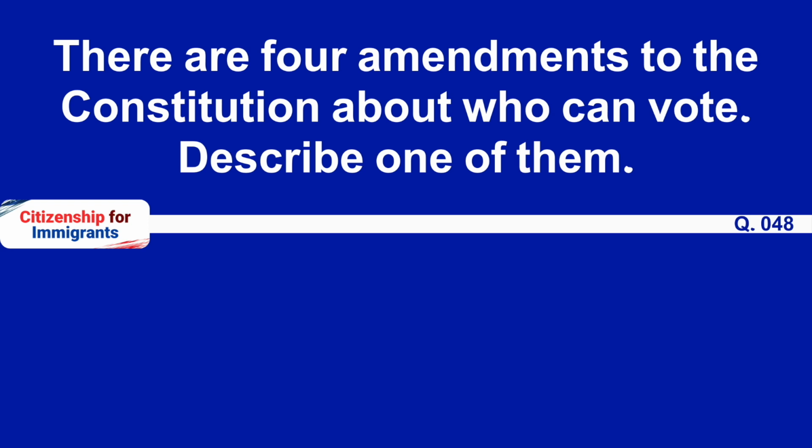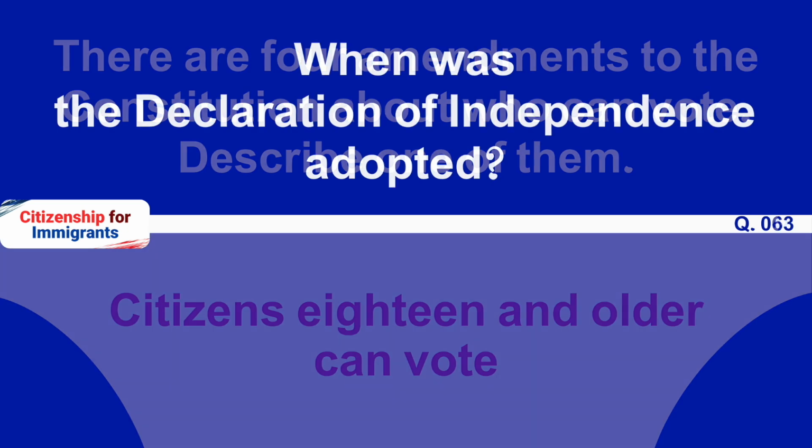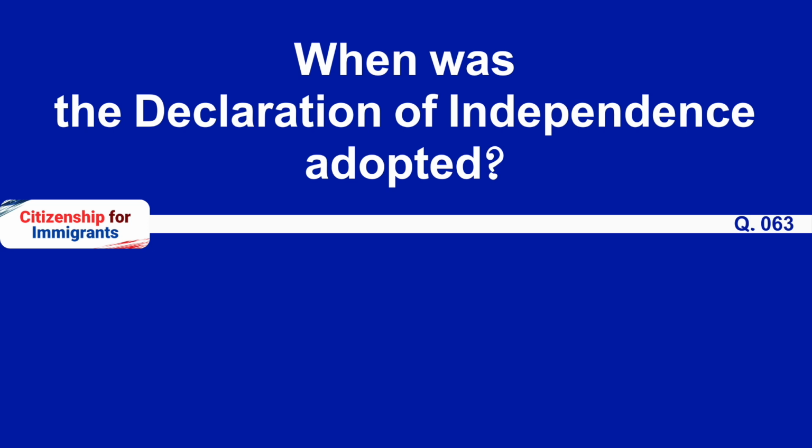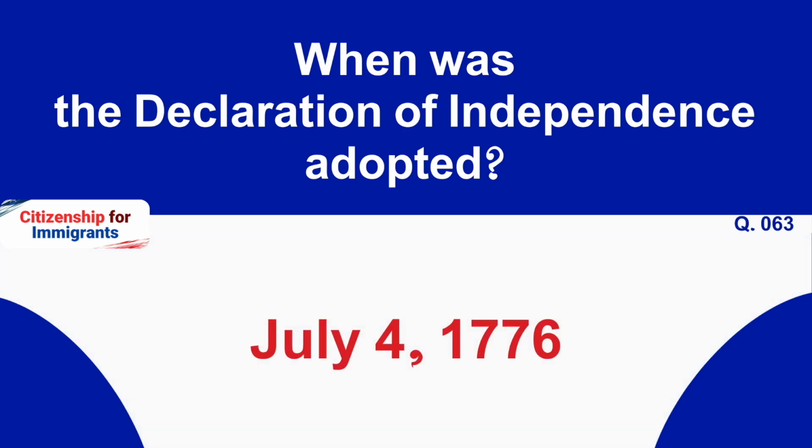There are 4 amendments to the Constitution about who can vote. Describe one of them. Citizens 18 and older can vote. When was the Declaration of Independence adopted? July 4, 1776.